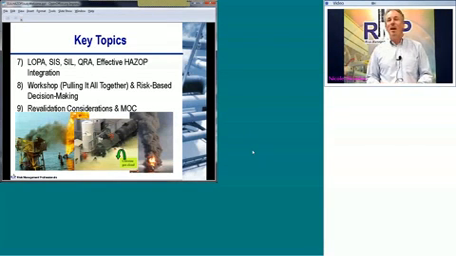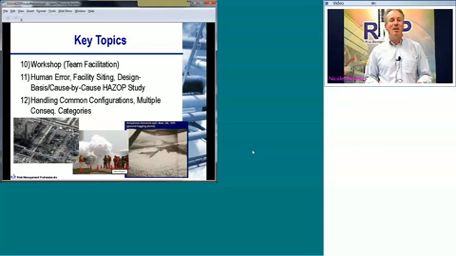Other key topics for Module 10 will be another team facilitation workshop. I'm going to give you a little bit of background on some software that we'll be using for that workshop. Module 11: human error, facility siting, and also doing design basis cause-by-cause HAZOP studies. Those will be Module 11. Module 12, we're going to talk about a lot of common configurations, how to easily handle them, and also look at multiple consequence categories.